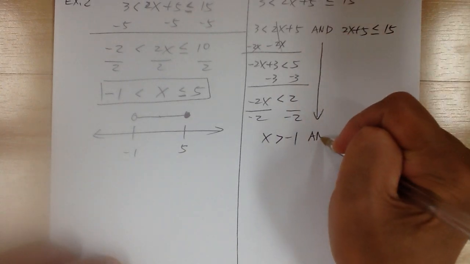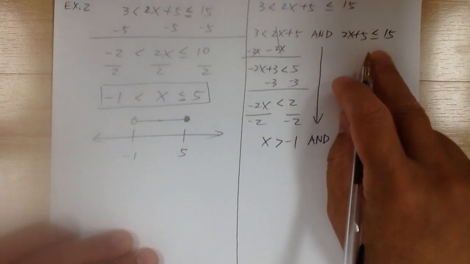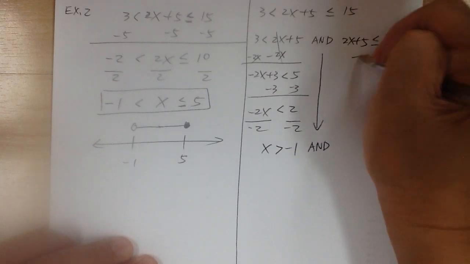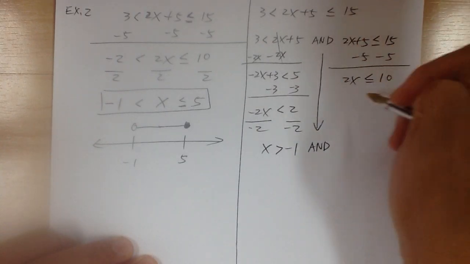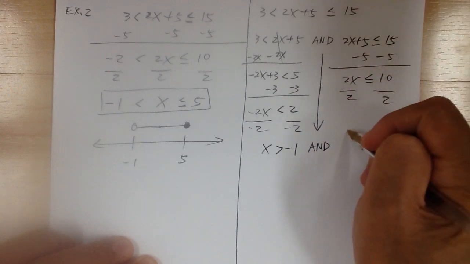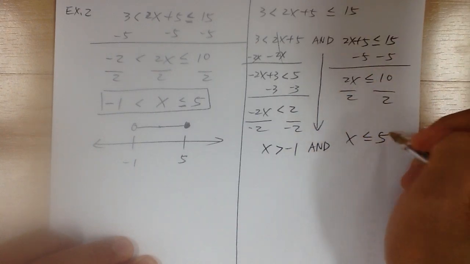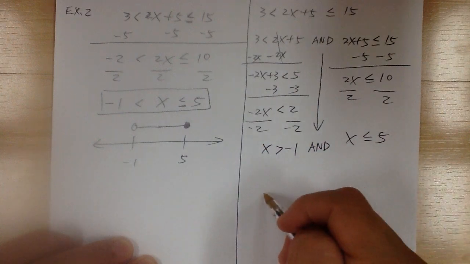Okay, now let's go and solve this one over here. So minus 5 on both sides. So you got 2x is less than or equal to 10. Divide by 2, divide by 2. So you're going to get x is less than or equal to 5. Okay, and now let's go and do the graphing.